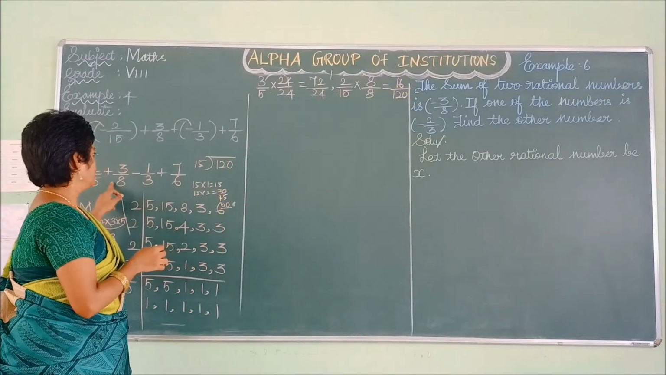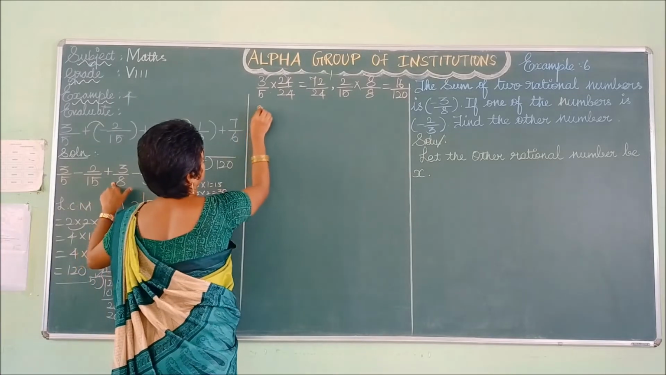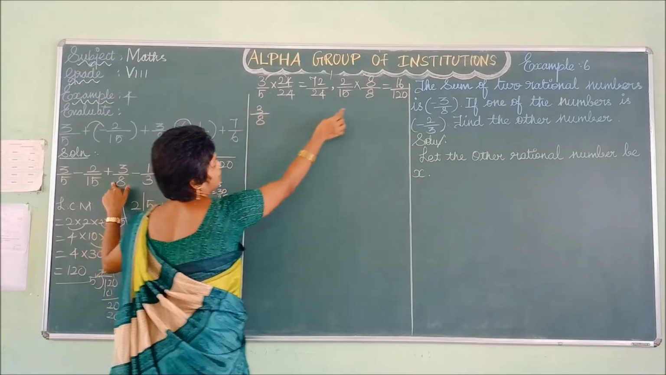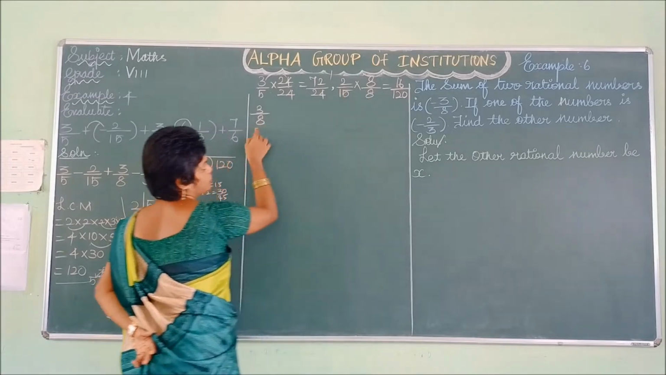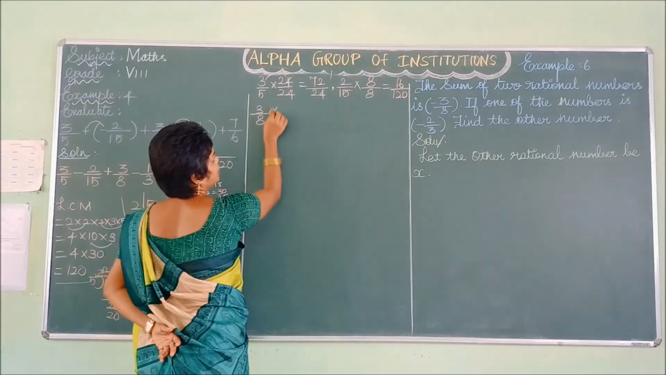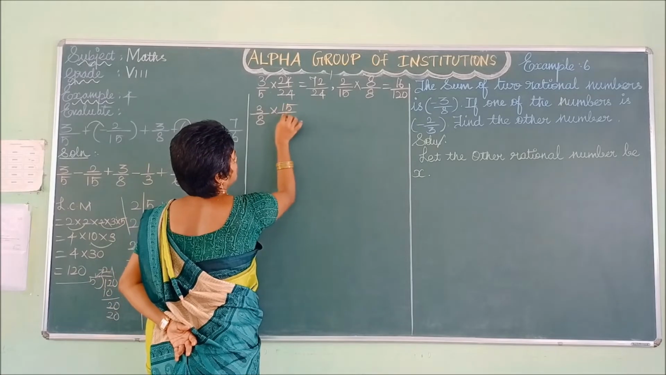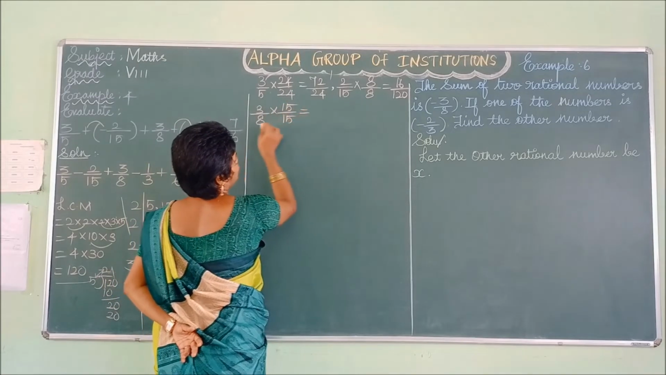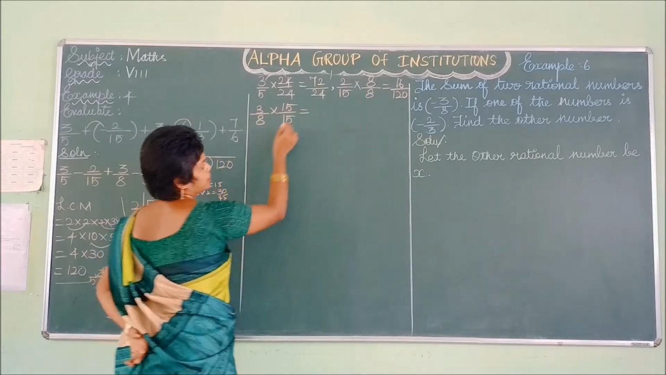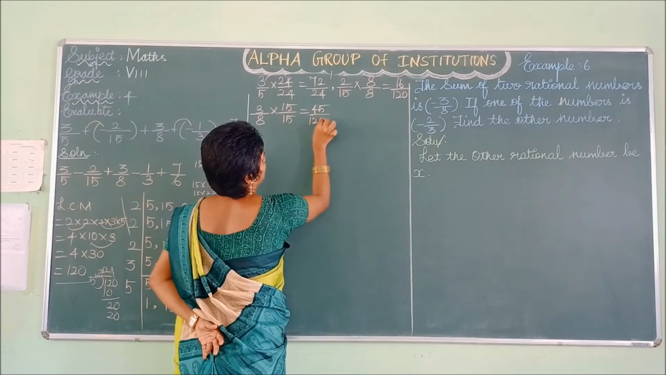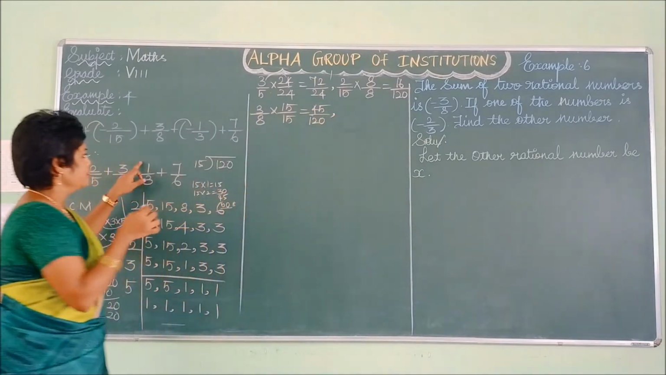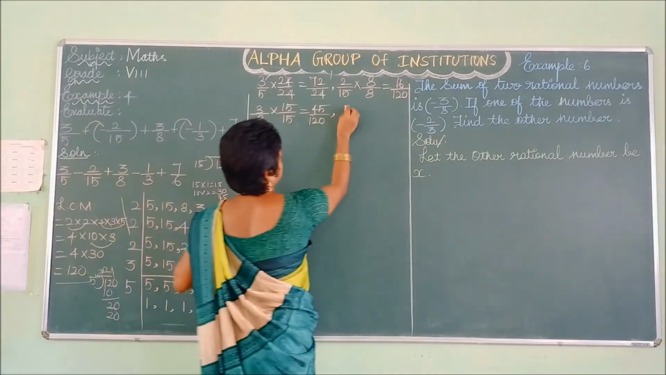Now listen, the next term is 3 by 8. Already here we saw that 8 into 15 is 120. So 8 is here, we can multiply it with 15. 15 by 15. Then 3 into 15 is 45 divided by 120.